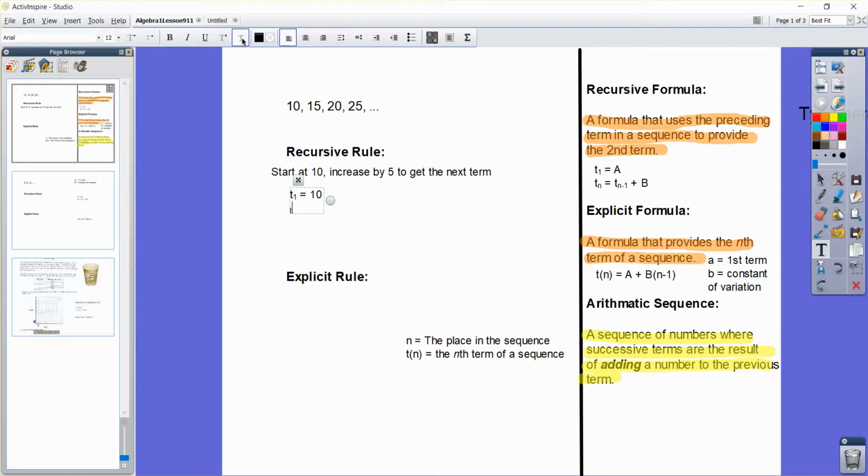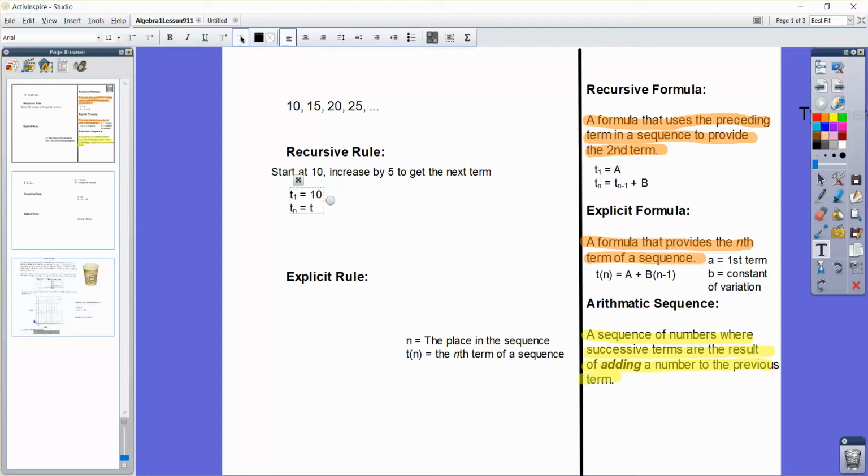And then for the recursive rule, I hit the subscript too quick and dropped the mouse. Let's try that again. There we go. In this case, t sub n would equal the previous term, t sub n minus 1.